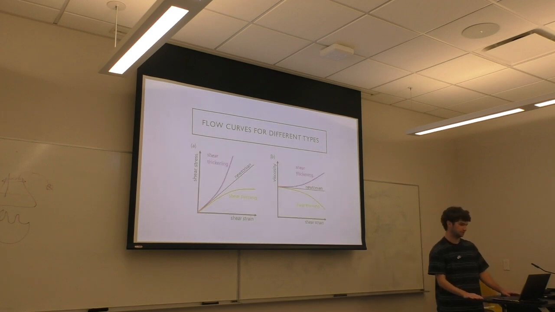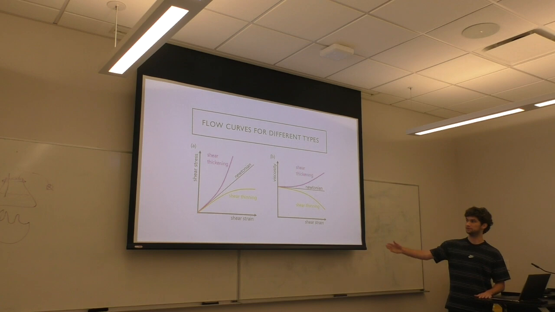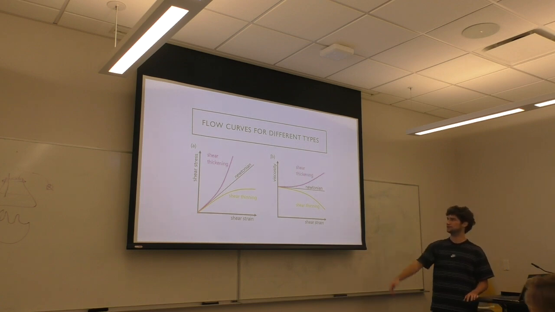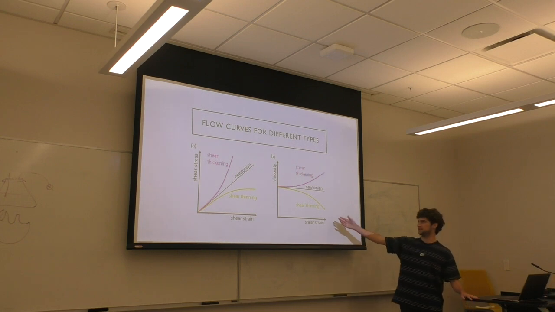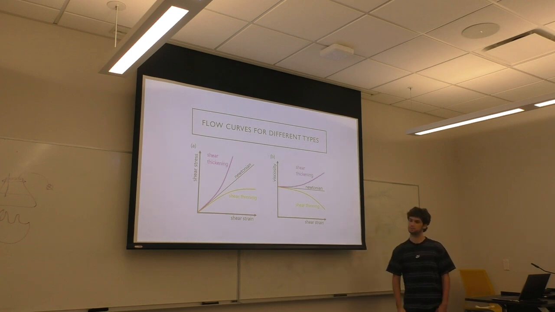And then in a graphical way of looking at this, you have a Newtonian fluid compared to shear thinning and thickening based on shear strain and shear stress. And then this one shows that the viscosity of a Newtonian fluid stays the same, while shear thickening will rise or decrease based on the shear strain applied to it.